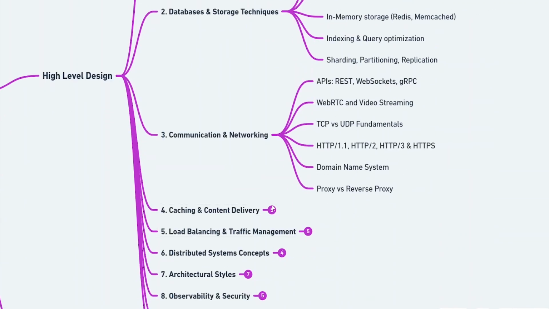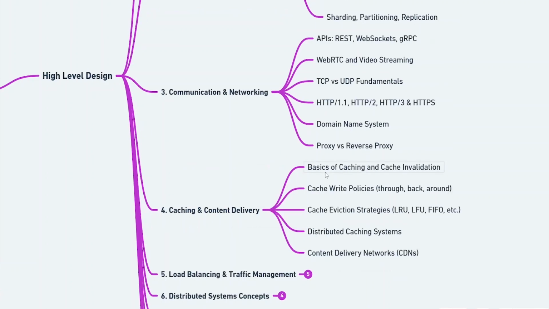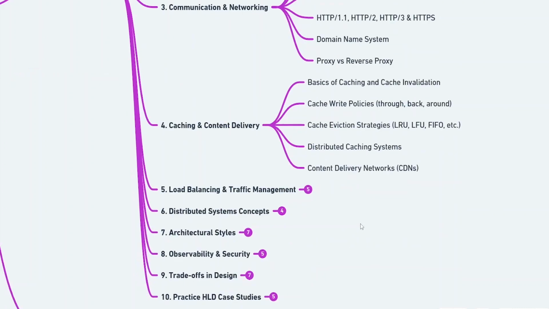Next is caching and content delivery. Caching is the secret ingredient for speed. Here we have concepts like basics of caching, cache invalidation, write policies like write-through, write-back, write-around, eviction strategies like LRU, LFU, FIFO, etc. Then we have to look at distributed caching systems. And then we have CDNs, and they make sure images, videos, or files are delivered quickly to users worldwide. For example, without caching, Instagram or YouTube or any other application will work very slowly.